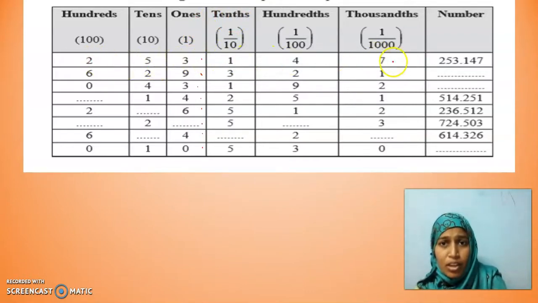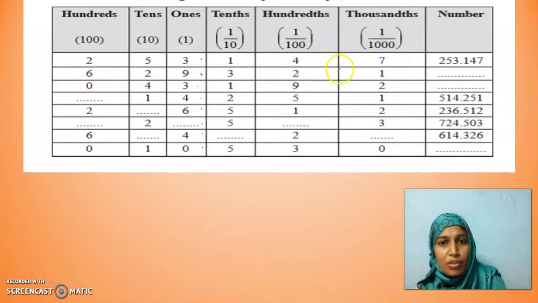253.147. Should I read that way? No, my dear children. After the decimal point, you should say 1, 4, 7, not 147. You have to say 253.147, or you can say 1 tenth, 4 hundredths and 7 thousandths. You can read it that way. Is it clear, my dear children?